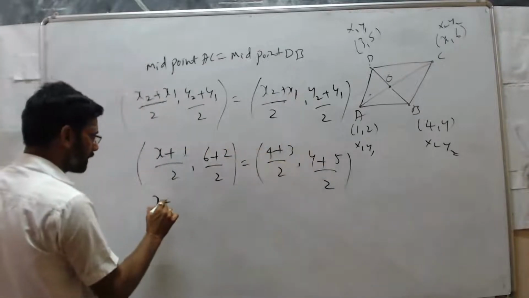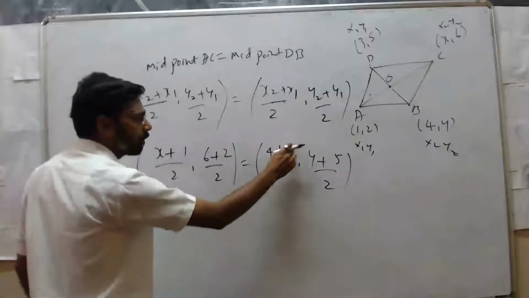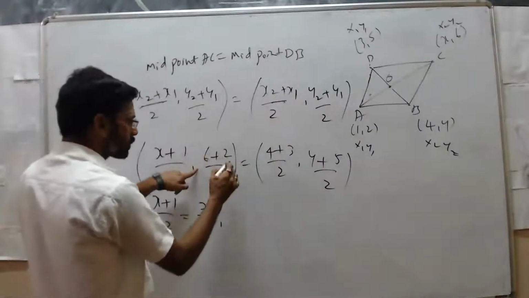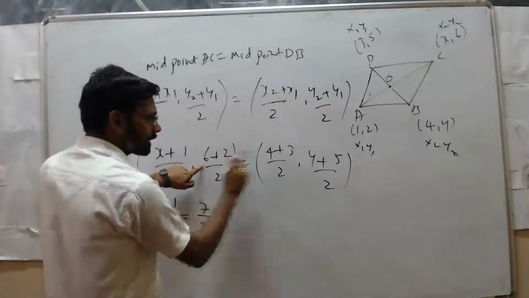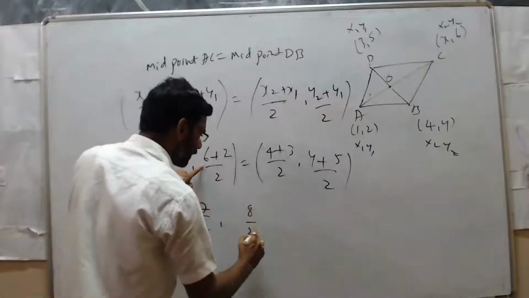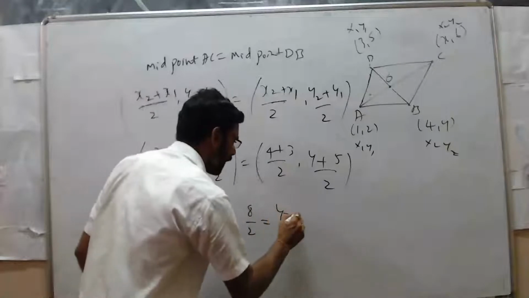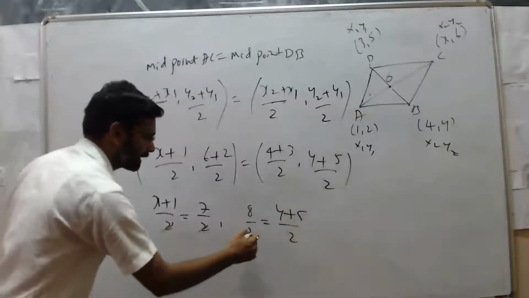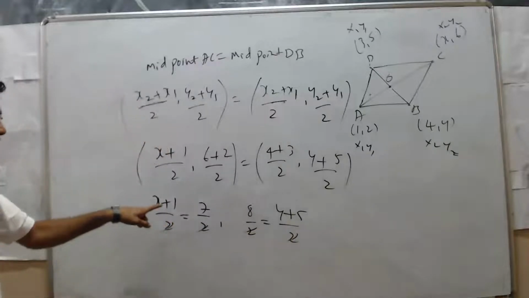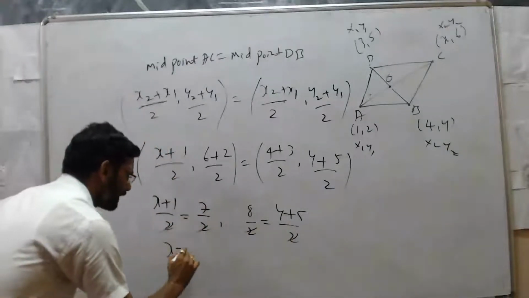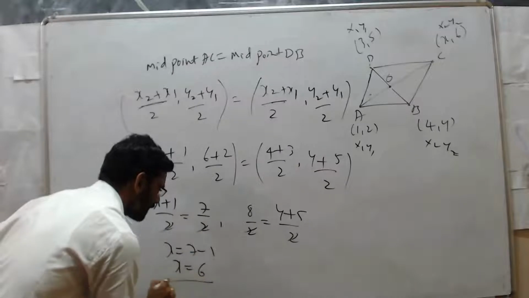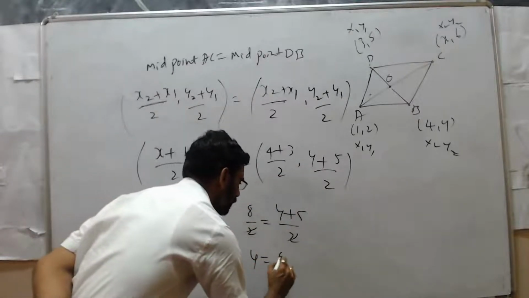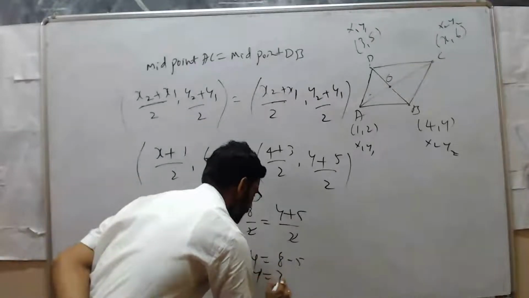(x plus 1) divided by 2 equals what? 4 plus 3, 7, divided by 2. Next, 6 plus 2 is 8, divided by 2 is equal to (y plus 5) divided by 2. These two denominators get cancelled. Plus 1 becomes minus 1, so x equals 7 minus 1, which is 6. Then plus 5 becomes minus 5, so y equals 8 minus 5, therefore y equals 3.